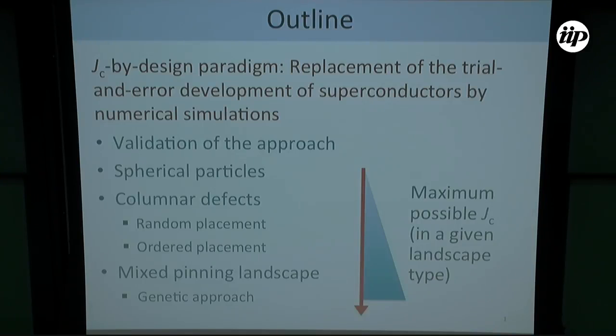So in this particular talk, I will concentrate on the development of the critical current in the superconductors. First of all, I will present our numerical approach and the validation of this numerical approach, and then also present several typical pinning landscapes, including spherical particles, columnar defects, and mixed landscapes.